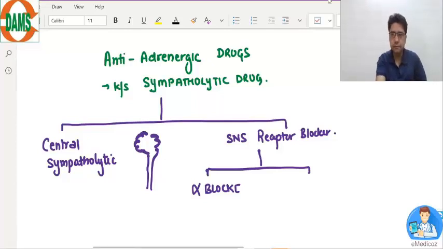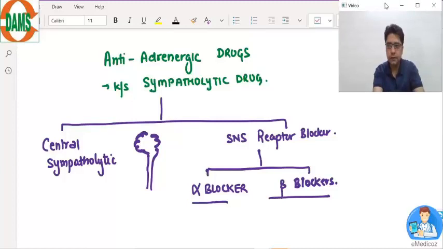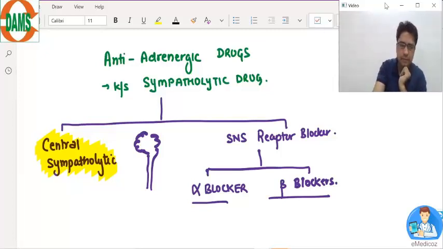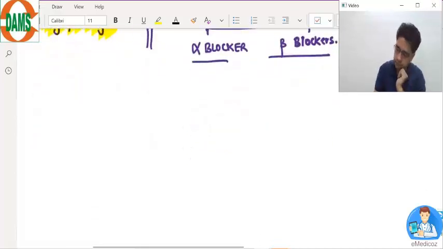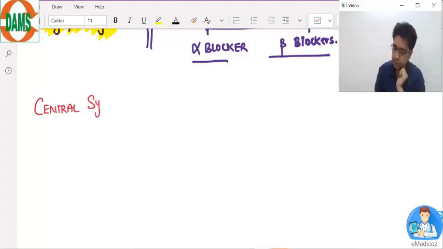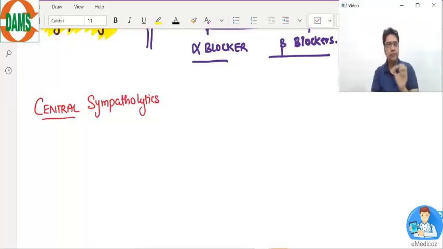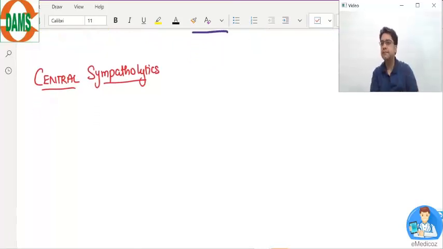Okay? So, let's start with a very important topic for you, that is central sympatholytic. It's a very commonly asked question. Let's make a heading first, central sympatholytics. Okay, and a very simple concept also. Lytics means to reduce. Okay, first let's understand how do they act. What is the mechanism of action of these drugs?